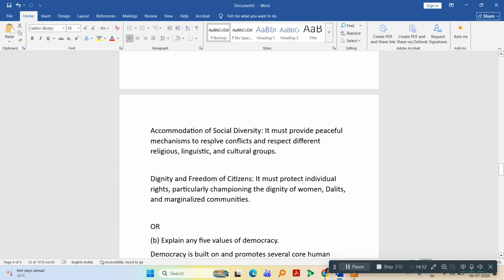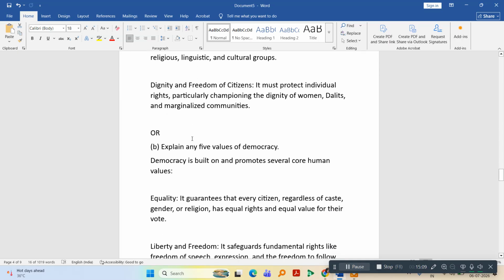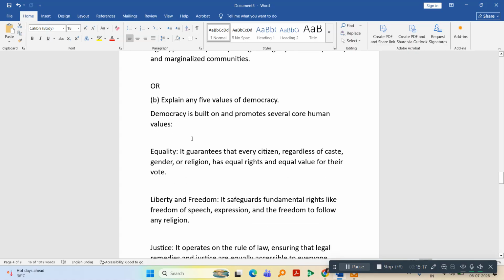Accommodation of social diversity. It must provide a peaceful mechanism to resolve conflicts. There should be peace among the people. The conflicts or the fights should be resolved, and it must respect different religious, linguistic, and cultural groups. Dignity and freedom of citizens. It must protect individual rights, particularly championing the dignity of women, Dalits, and marginalized communities.